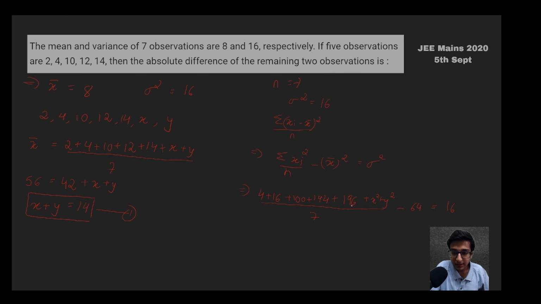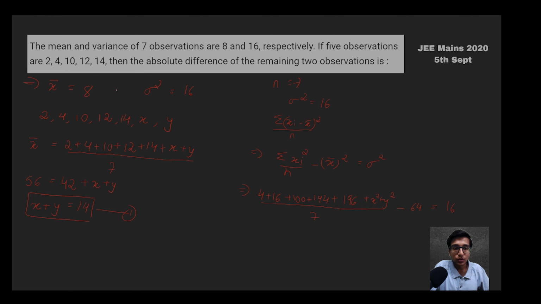Now let's simplify this equation a bit more so that we can find the second equation. Let's take 64 to the other side and sum all these numbers together. So we would get x square plus y square plus 460 upon 7 minus 64, which is equal to 16. Upon simplifying further, we would get x square plus y square to be 100. So we've got our second equation as well.